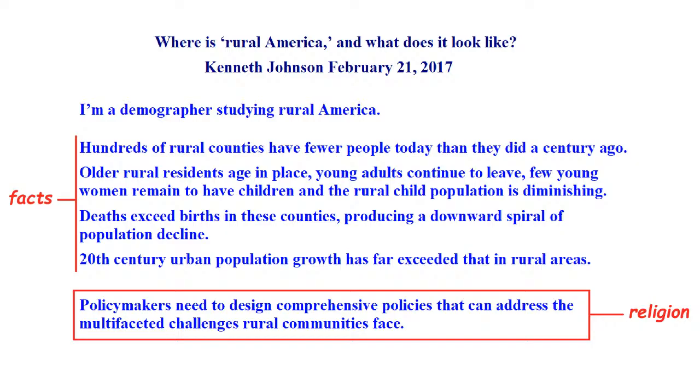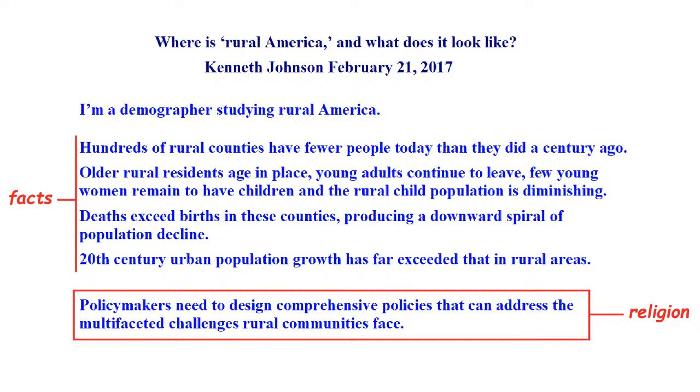He says hundreds of rural counties have fewer people today than they did a century ago, okay? Older rural residents age in place. Young adults continue to leave. Few young women remain to have children, and the rural child population is diminishing, okay? So he's giving you more or less a fact that is kind of like a theory, because he's saying, look, this is the reason the child population is shrinking in the rural areas. Deaths thus exceed births in these counties, producing a downward spiral of population decline. Again, these are just facts. So far, what is he going to explain with all this, right? And then he says 20th century urban population growth has far exceeded that in rural areas. Okay, again, facts.